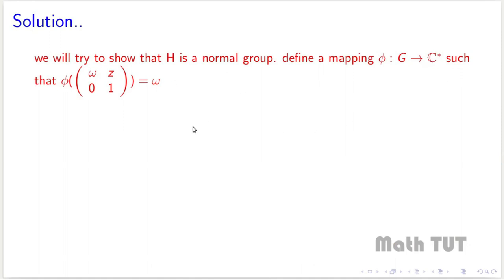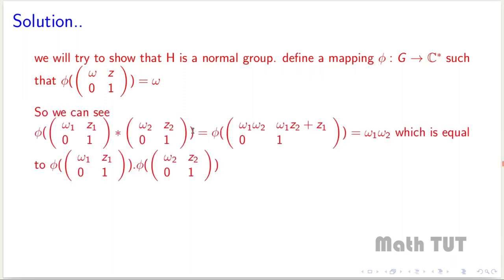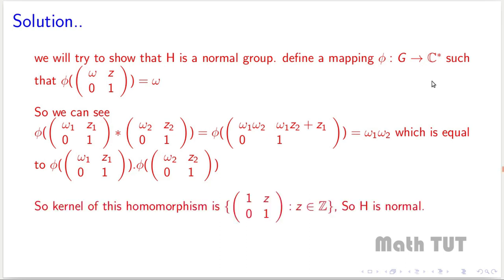So clearly you can see it's a homomorphism, because if you take phi of A times B, you get phi of this matrix, and this will be mapped onto omega 1 omega 2, which is nothing but equal to phi of this matrix times phi of this matrix. So what we're getting is actually a homomorphism from G to C star. So now we'll go on to find the kernel of the homomorphism so that we can use the first isomorphism theorem.